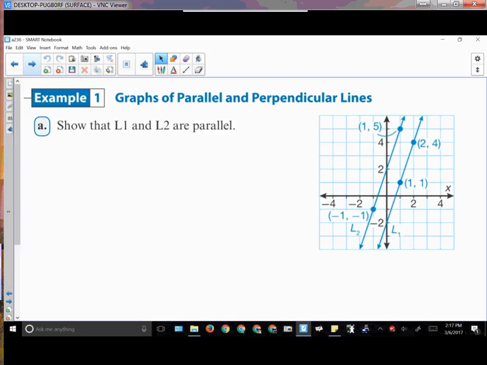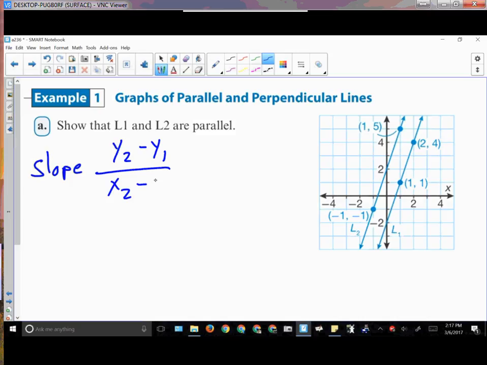Now, we can't just go and look at them and say, yes, they are. We actually have to go through and take a look at some things on them. Slope. Now, there's different ways of looking at this. We can take the coordinates, and you guys remember what that is: y2 minus y1 over x2 minus x1. That's one way of doing it if we are just given the coordinates.